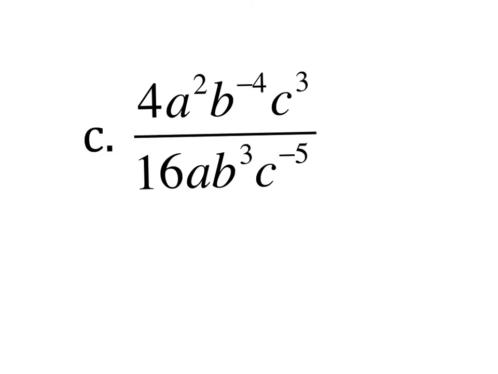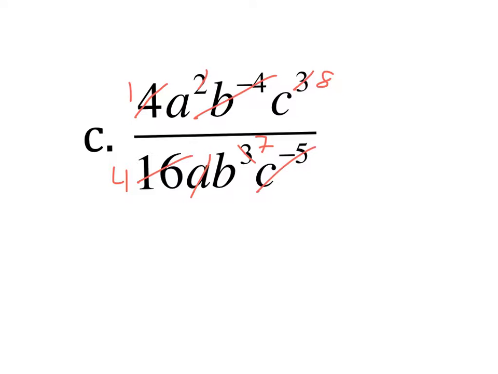All right, and this last one here, we can just start attacking it one step at a time. So notice my coefficients: the 4 drops down to a 1, the 16 drops down to a 4, just by dividing both by 4. Next, I deal with my a's. So all these a's go away, and one of those a's goes away. All these b's get transferred down there to a 7, and all these c's get transferred up here to an 8.